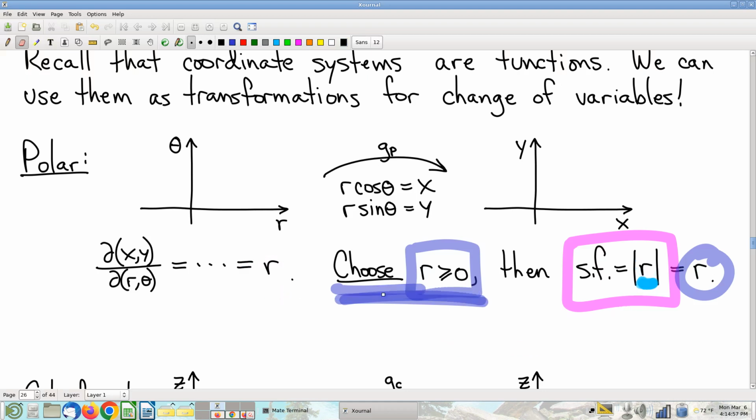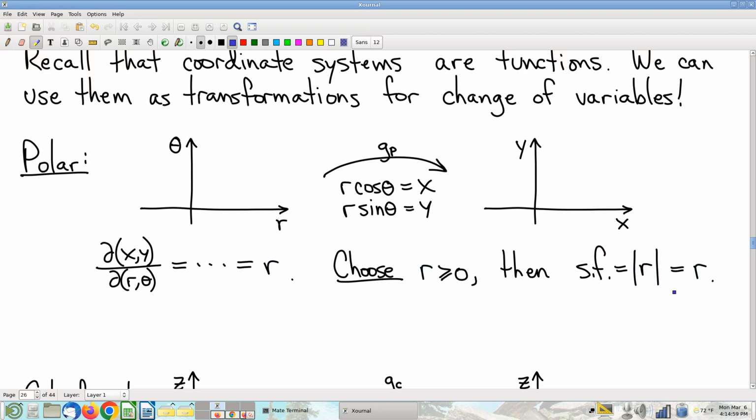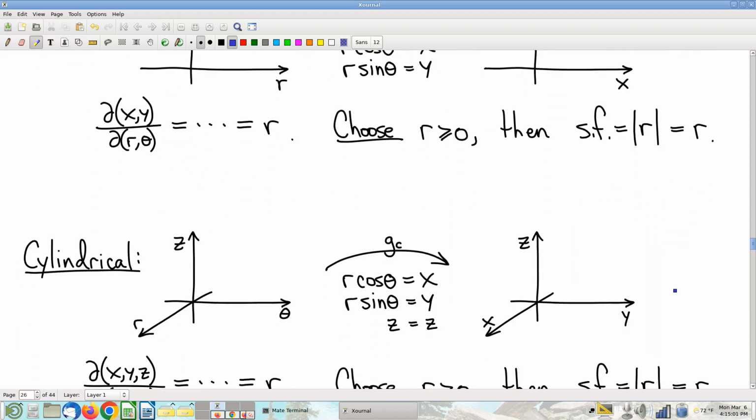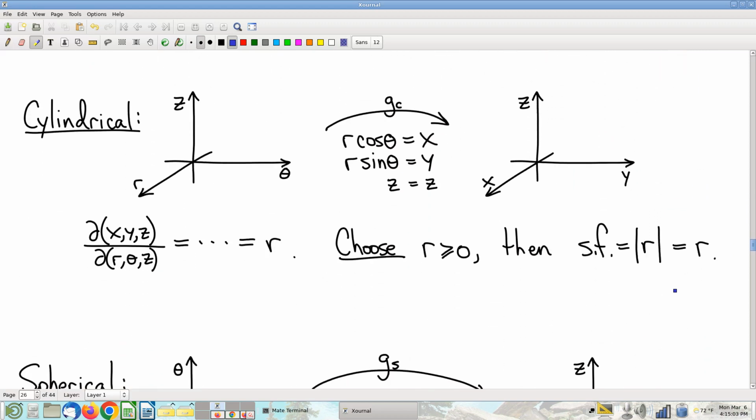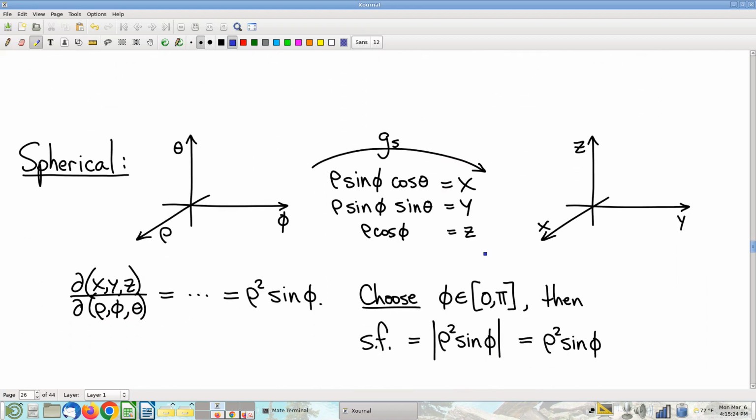Okay, very similarly, of course, for cylindrical coordinates, there are lots of different cylindrical coordinates, lots of different choices you could make. Just always choose the one where r is positive. And then you're taking the absolute value of a positive, which is just the thing. It's whatever it is. And so, again, you get to throw away the absolute values. Okay. For spherical coordinates, a little different.